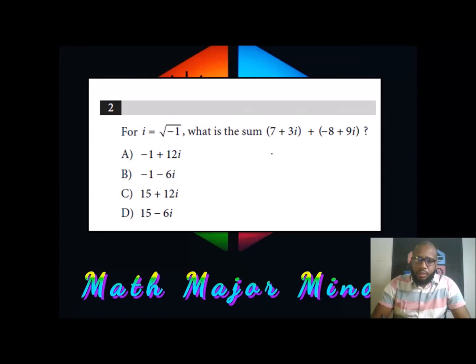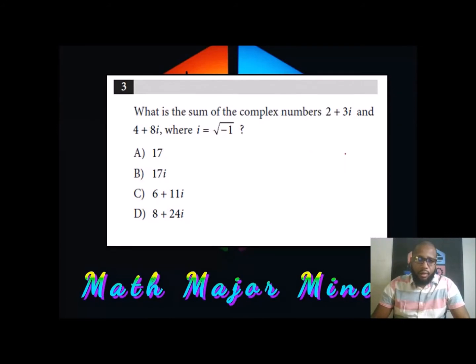Now, this is similar to algebra where we add like terms. So 7 plus -8, which is the real component, plus 3i plus 9i, which are our imaginary components. Now 7 plus -8, that's -1. And 3i plus 9i, that's going to be 12i. So A is our answer here.